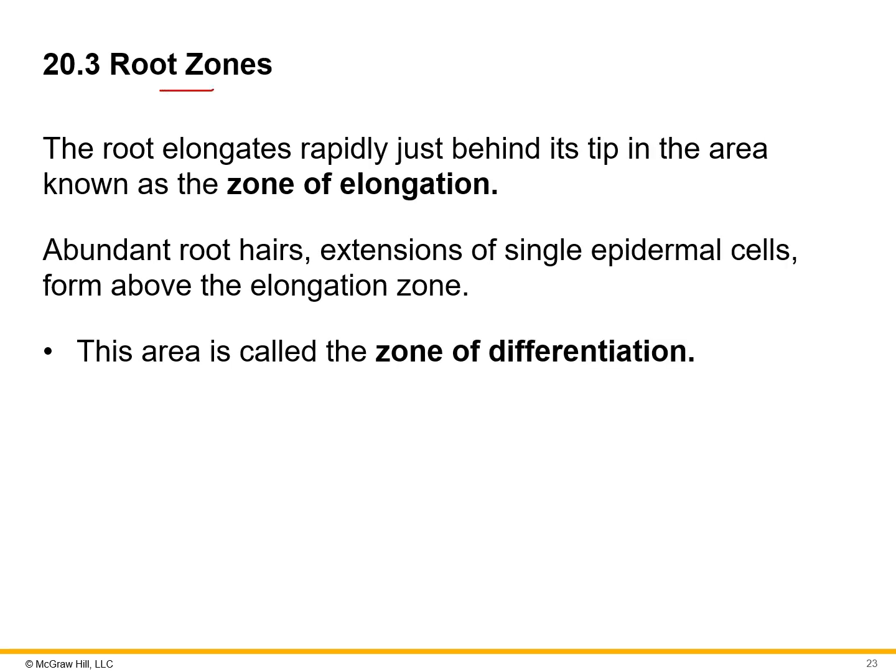All right, there are also what are referred to as root zones. These roots elongate rapidly right behind the tip. If you've been in lab where you've looked at an onion tip looking at mitosis, the reason that's a good place is because right behind that apical meristem is this zone of elongation, because those are the cells actively dividing to make that root longer. There are also abundant root hairs there, again absorbing water to support the growth, which are extensions of single epidermal cells. And that area is referred to as the zone of differentiation.